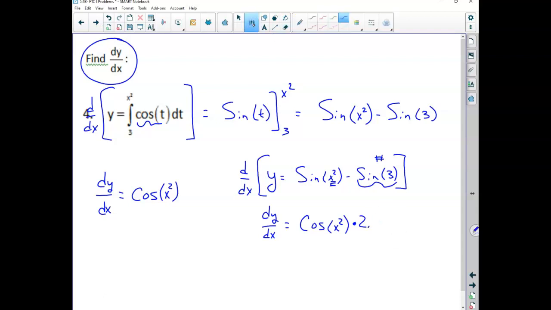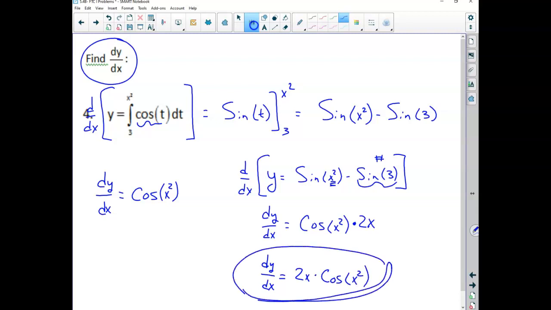Whoa, a little nutty there. Times the derivative of something. So dy/dx actually equals 2x times the cosine of x squared. Uh-oh, those are different. Where the heck did that 2x come from?